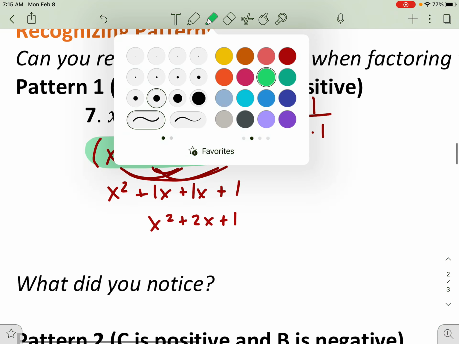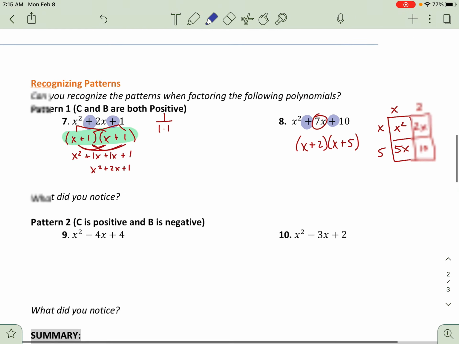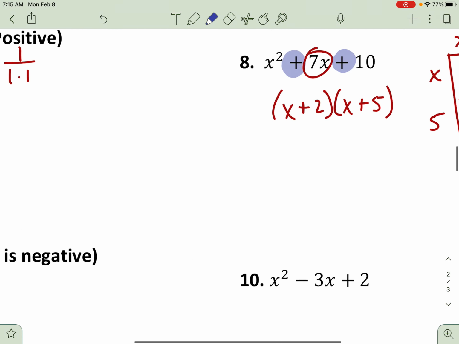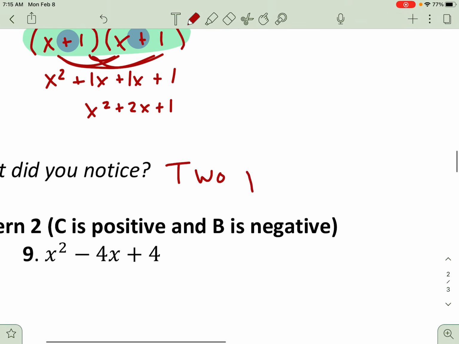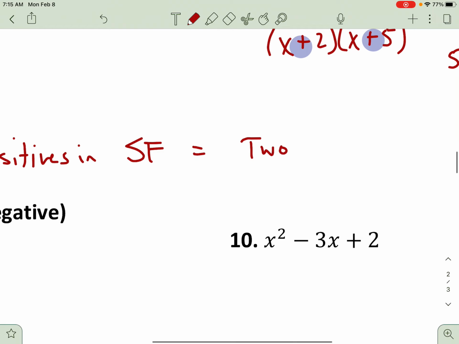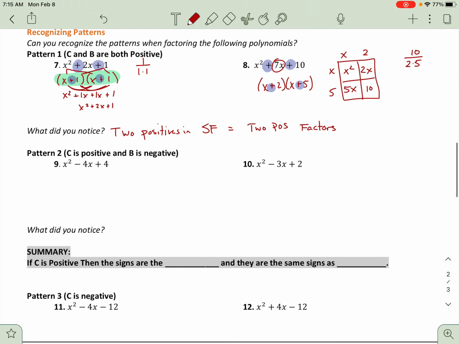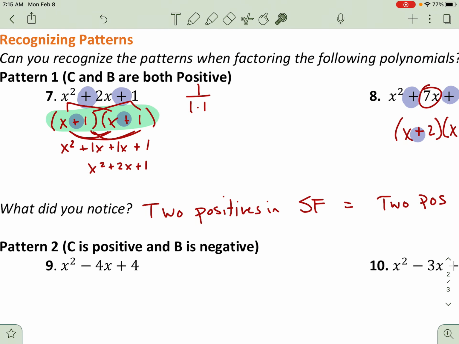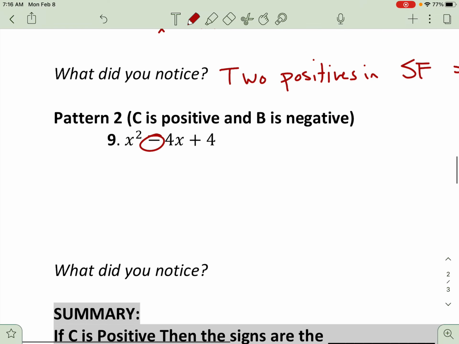So what did you notice? Well, if the two terms here are both positive, I'm going to highlight this with blue-ish. Kind of looks purple there. Okay, then look what is here as well. They're both positive. So, two positives in standard form equal two positive factors. Just a quick way to remember what goes inside the parentheses, a positive and positive, because these are both positive, right? So C and B are both positive.